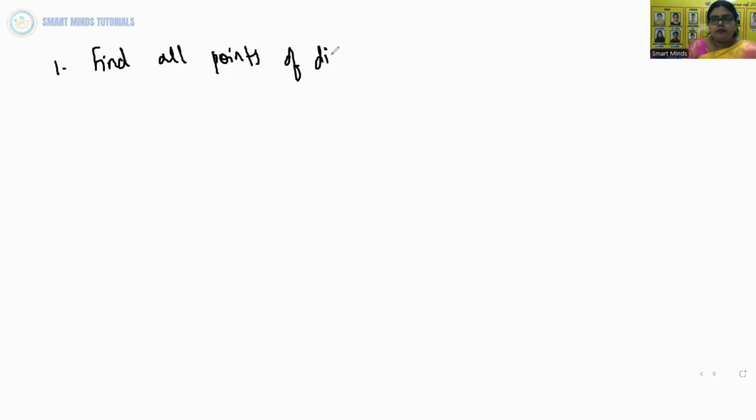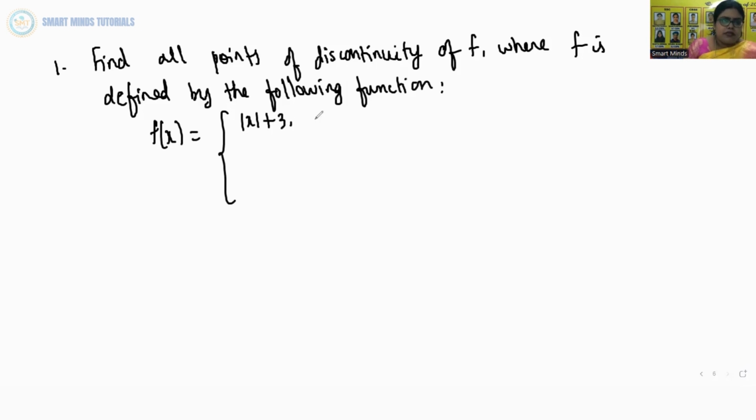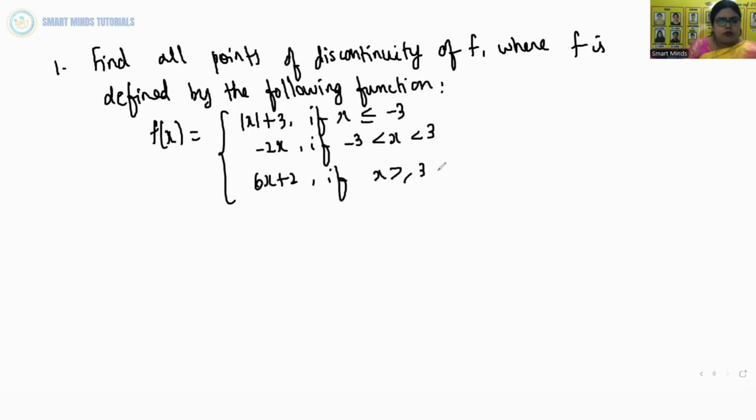So let's get started with the problems. Take the first question. Find all points of discontinuity of f, where f is defined by the following function. f of x is equal to mod x plus 3 if x is less than or equal to minus 3, minus 2x if minus 3 is less than x less than 3, and 6x plus 2 if x is greater than or equal to 3.